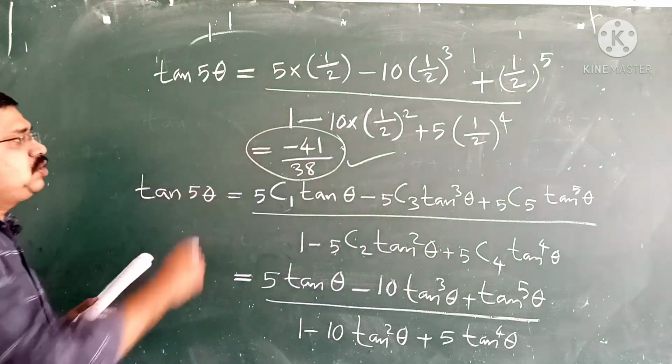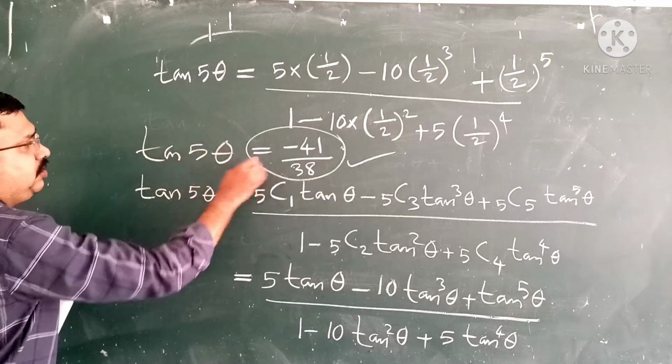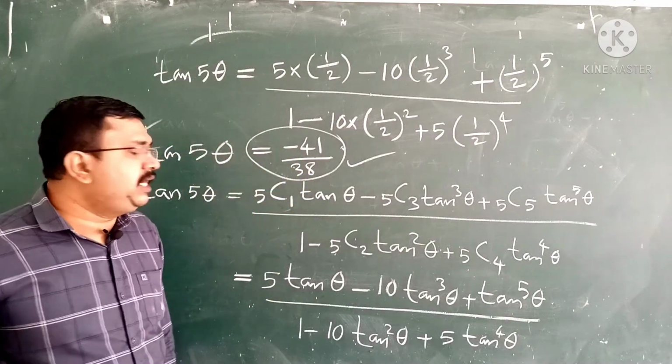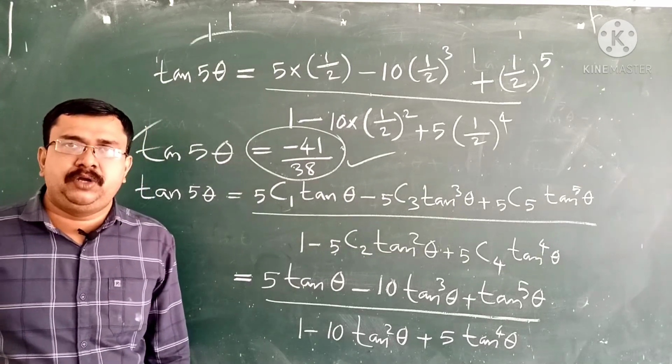Okay. When we are solving, we get tan 5 theta is equal to minus 41 by 38. Okay. Please write down on your notebook.